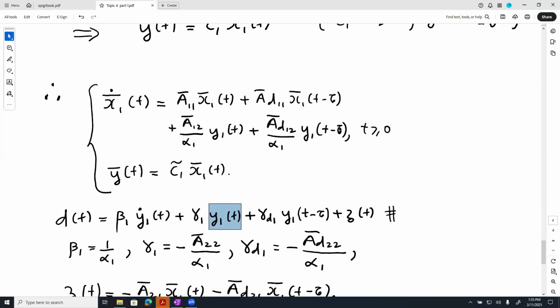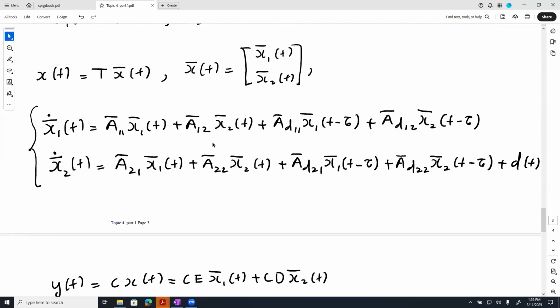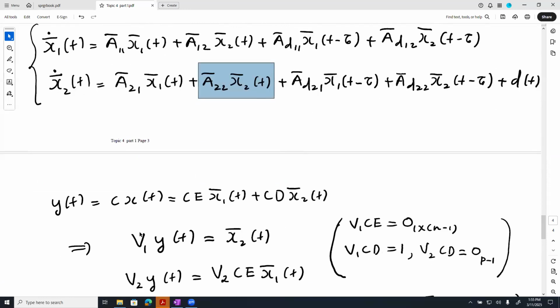And we also can get gamma 1 in terms of y1 of t. And where did that come from? It actually came from here. When we move it to the left-hand side, we get minus A bar 2 times x bar 2 of t, which is V1 y of t. V1 y of t, by the way, is 1 over alpha 1 times y1 of t.